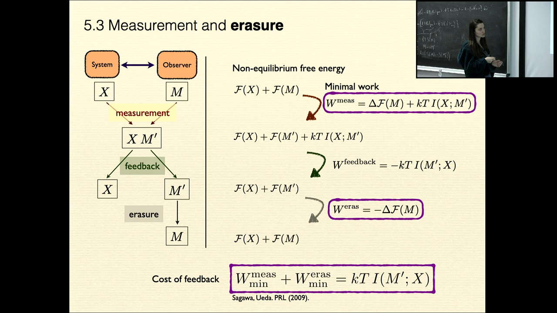And in doing that, the total change of free energy is going to be this quantity. So it is going to be minus the free energy change of the memory. Minus because now I'm going from the state we ended up in after the measurement to the initial one. This is why there is this minus sign. And what we can do up to now is just to sum the work I had to put on my system to do the measurements plus the work I had to use also to do the erasure. And if I sum these two quantities, you see that I obtain just kT times the mutual information. So this is basically the cost of doing this whole measurement plus erasure protocol.